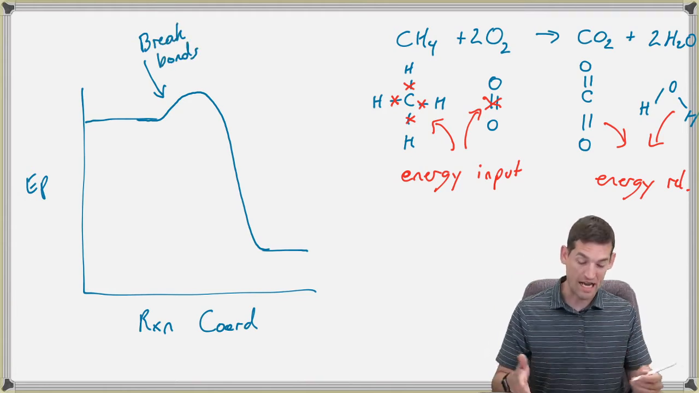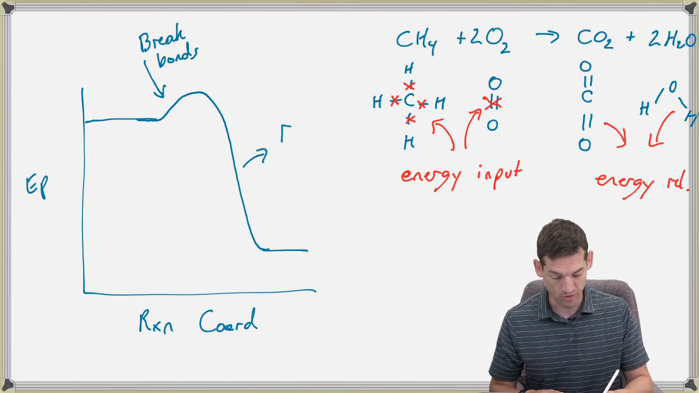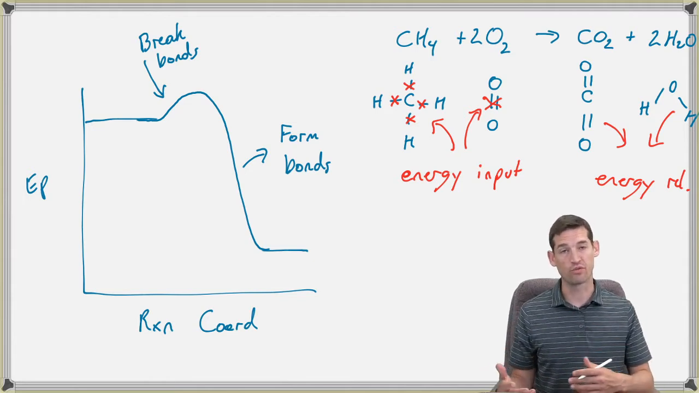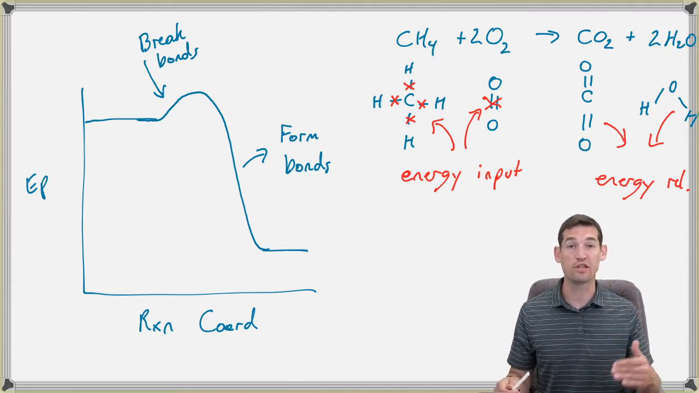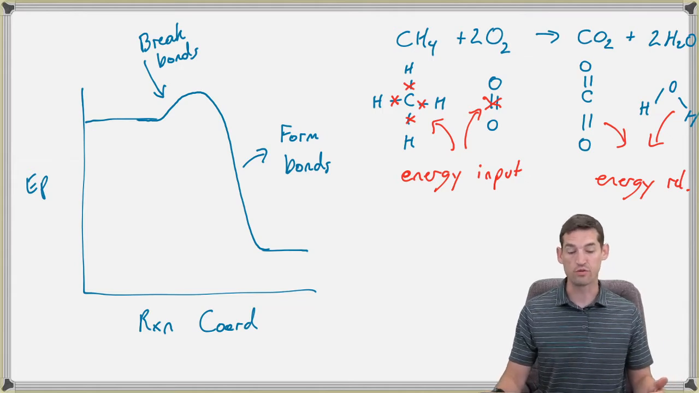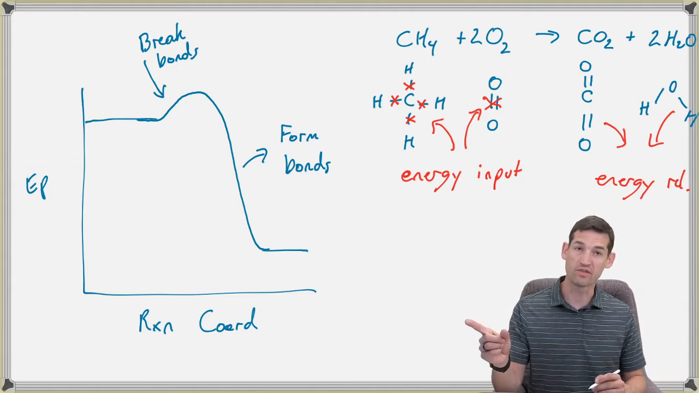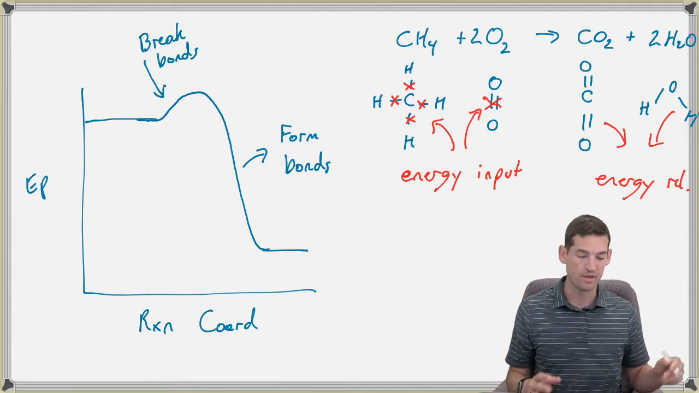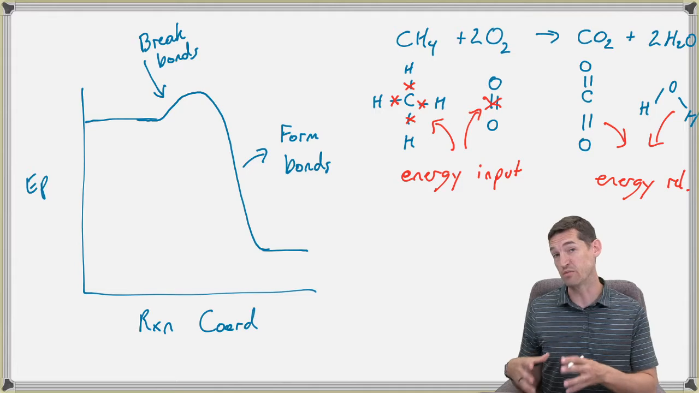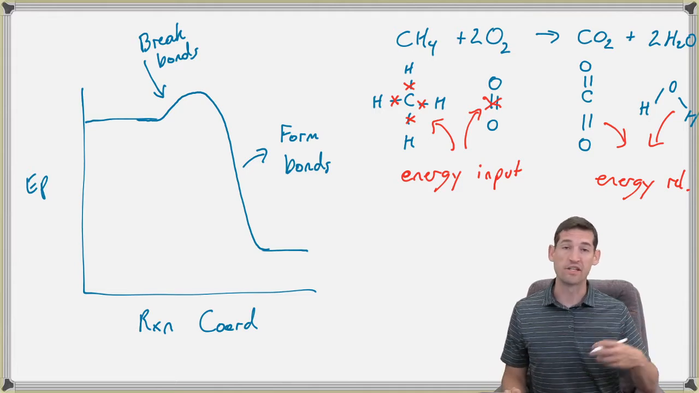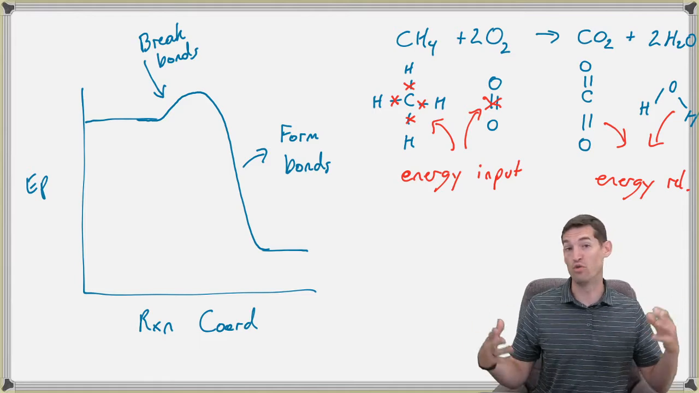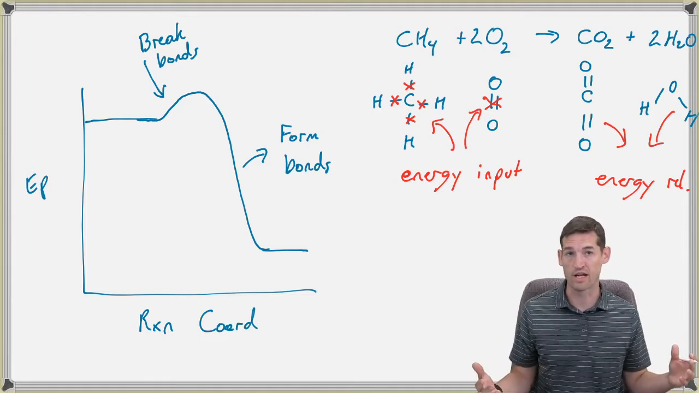And then there's an energy output when we form new bonds. So the reason that a chemical reaction is either exothermic or endothermic is how these two fit together. If you have a little bit of input like this reaction here and a lot of output, it's exothermic. If it takes a lot of energy input to break the bonds and to make the products you only release a little bit of energy, then that one overall will be an endothermic reaction.